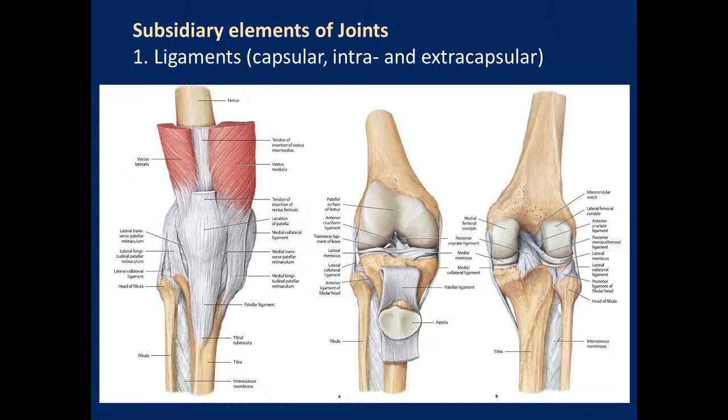Subsidiary elements of the joints usually help them to move and add other features. Many synovial joints also contain an accessory ligament called extracapsular ligament. Sometimes the extracapsular ligament is located on the surface of the joints, but sometimes, in the knee joints, we see the intracapsular ligament.